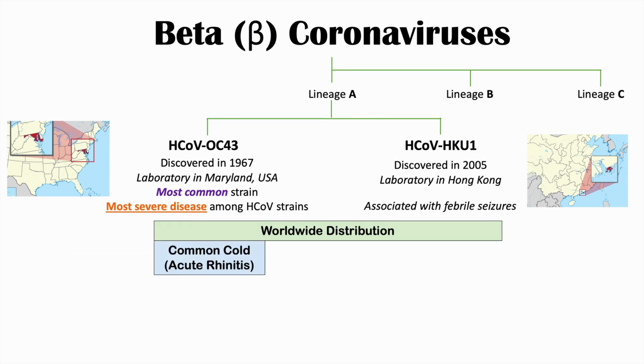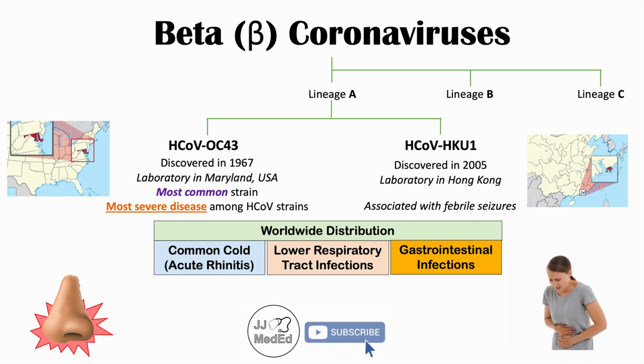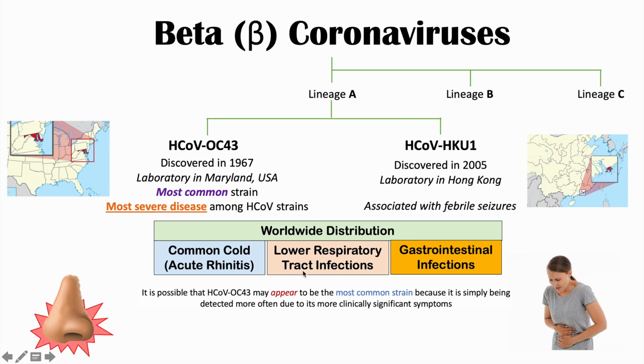Again, both of these beta coronaviruses cause the common cold, like we talked about before. They also cause lower respiratory tract infections, and they are also associated with gastrointestinal symptoms or infections. And with regards to lower respiratory tract infections, HCoV-OC43 causes the most severe disease, the most severe lower respiratory tract infections.